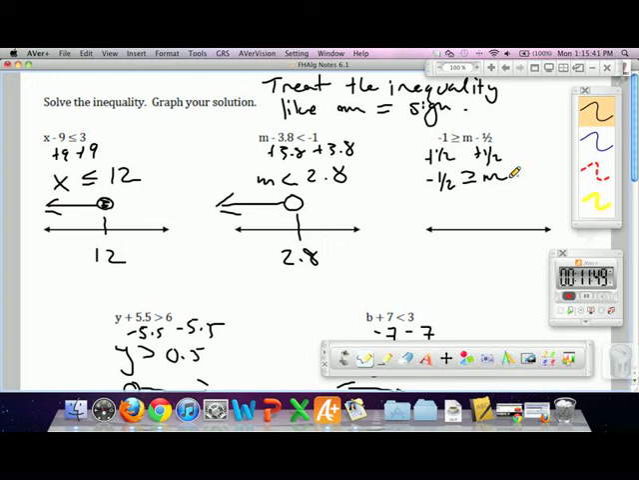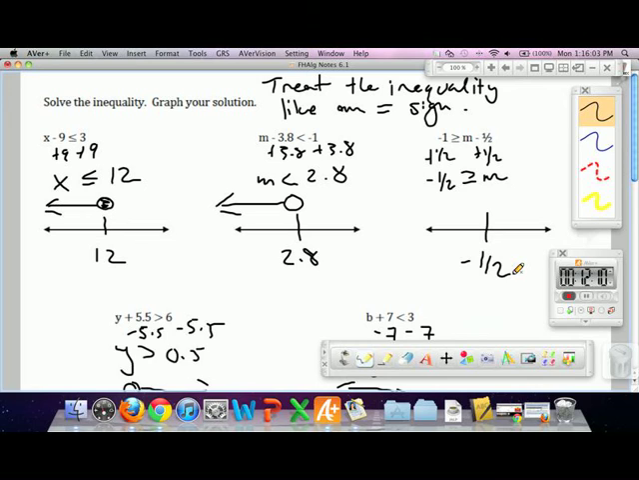Okay. How do we graph this? Let's find where -1/2 is. Sure, right about there. What does this inequality say? It says -1/2 is bigger than or equal to m. What's the reverse of that? What if we start on the right?